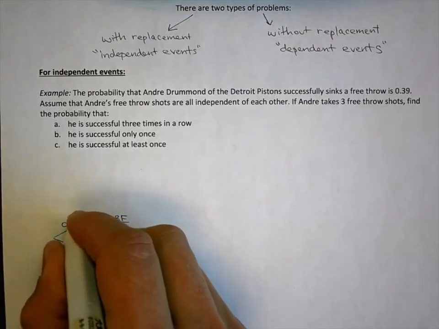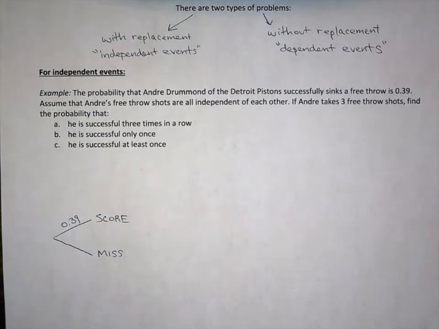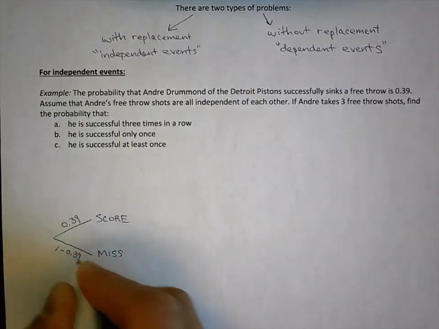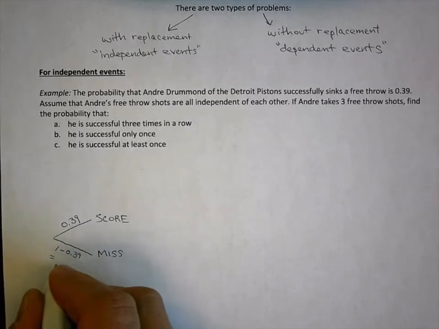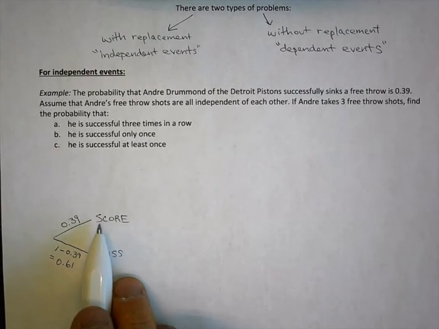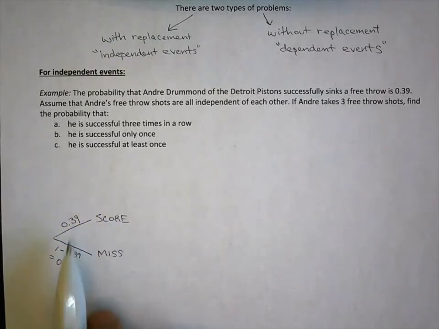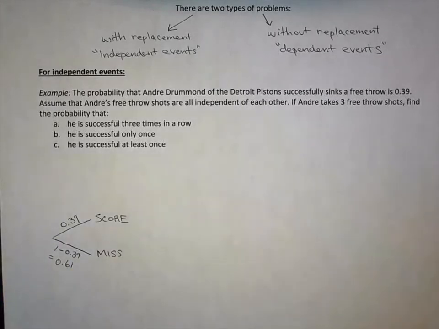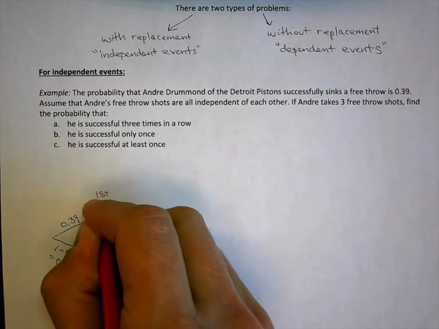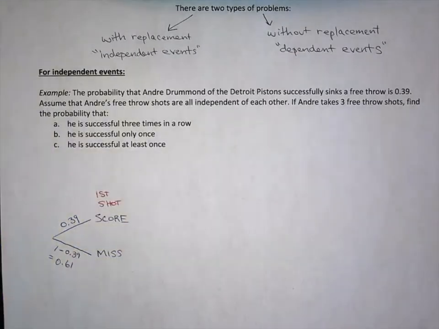What's the probability that he scores? 0.39. What's the probability that he misses? Well, it would be the other half of this, right? 1 minus 0.39, which is 0.61. So see how I've labeled the two outcomes, and then the probability is written on the leg here. Now that is just the first shot.